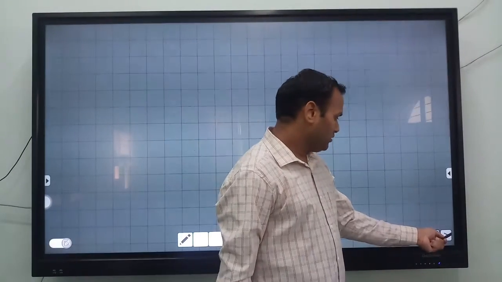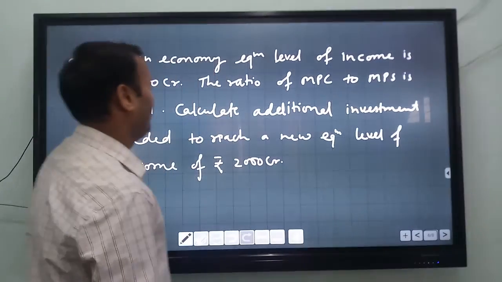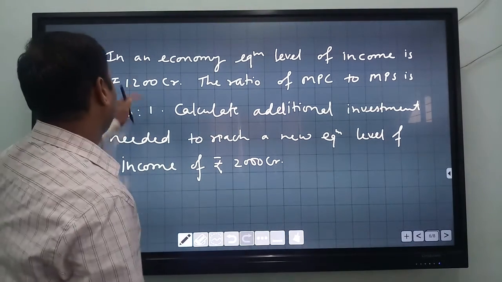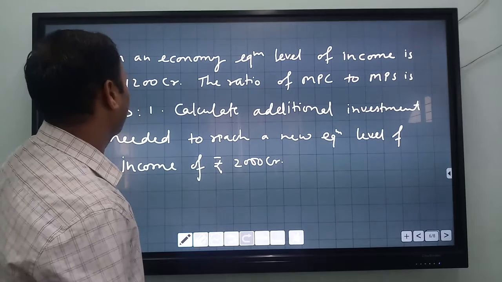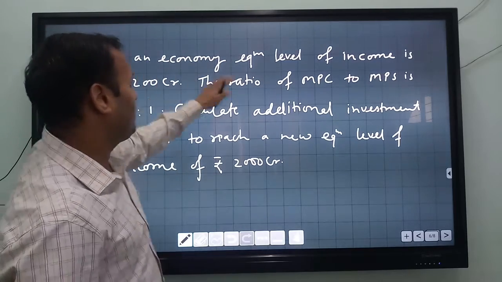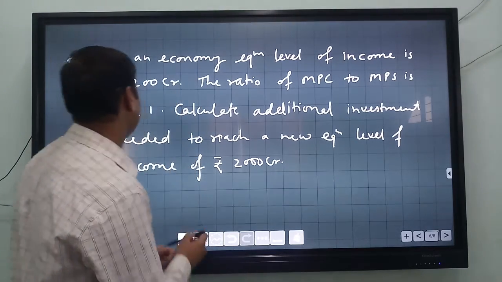Okay. Here is one more question, a different kind of question. In this question we have been given what? In an economy, the equilibrium level of income is how much?